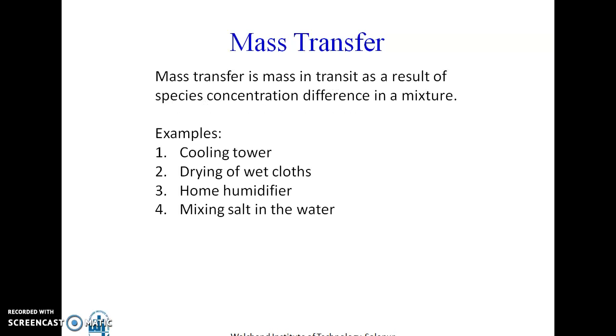So what is mass transfer? Whenever there is a concentration difference between two different parts or species, there would be transfer of molecules from high concentration to low concentration. That is nothing but transfer of mass due to concentration difference.